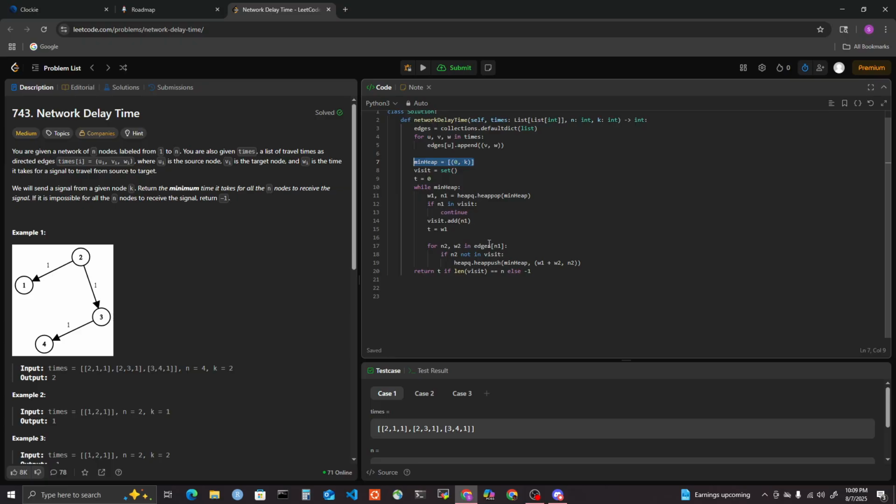Okay. So if we pop it, we get the minimum. We say we visited it, and then we check every single neighbor. And if the neighbor hasn't been visited, then we push onto the heap with the new distance. Okay. That makes sense.